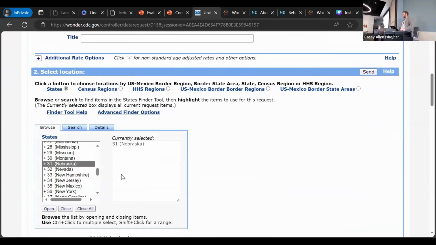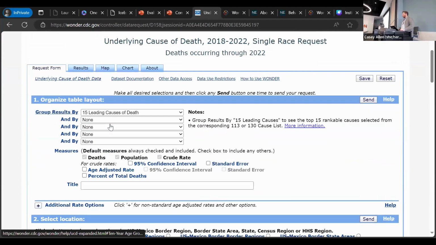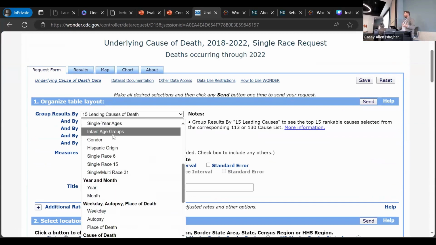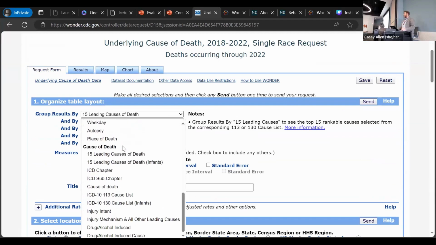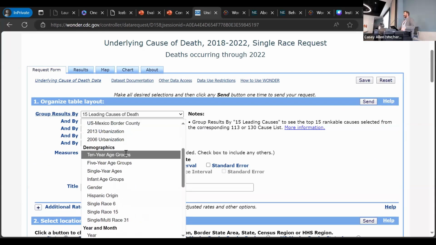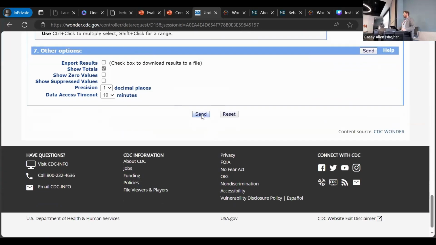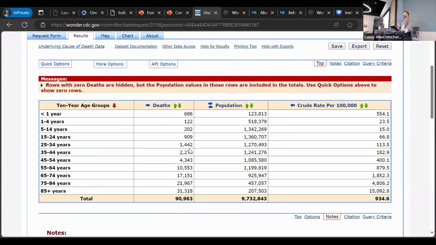All right. So I'm going to clear out these demographics. And I want to show you how to use these group by, or these group results to structure tables. So we don't just have to look at 15 leading causes of death. We can look at any sort of subdivision of tables that we may want. So if I wanted to look at mortality by age, I could select 10-year age groups and run our table. And we could see what the mortality by each of these age groups is.